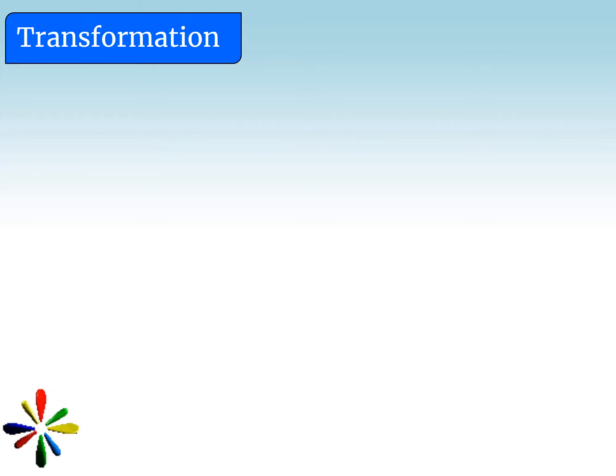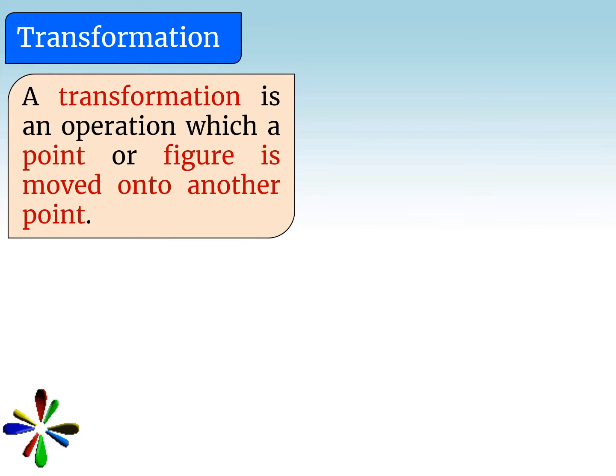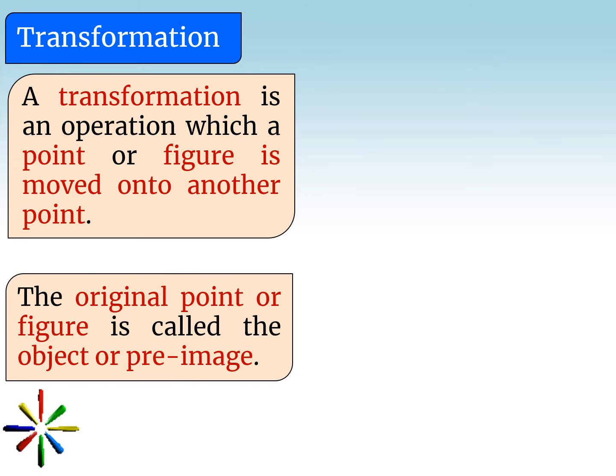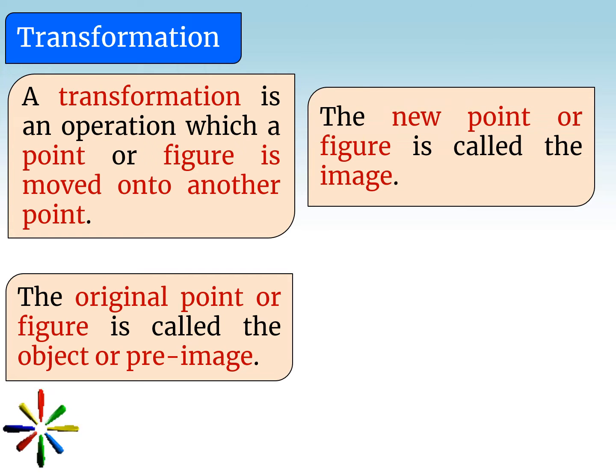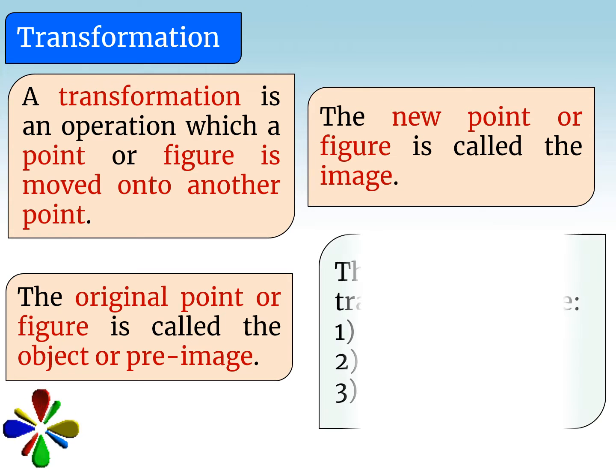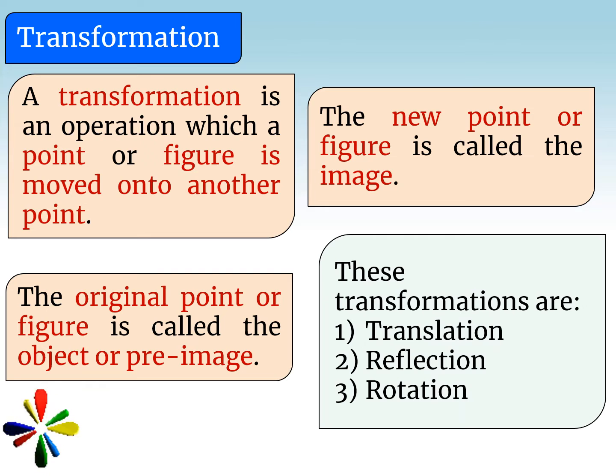What is transformation? A transformation is an operation in which a point or figure is moved onto another point. The original point or figure is called the object or pre-image. The new point or figure is called the image. There are three types of transformations. We have translation, reflection, and rotation. But for this lesson, we are going to focus on the first two transformations, which are translation and reflection.